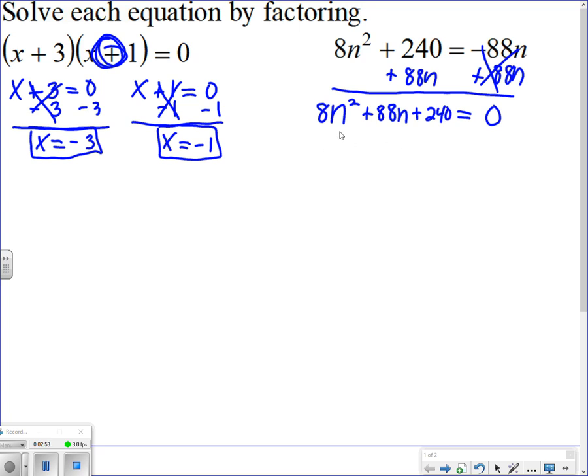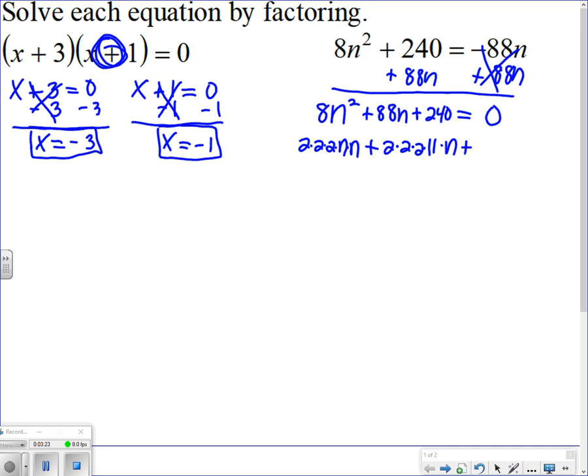Now, first thing is see if they have anything in common. It looks to me that they have a number in common. Factors of 8 will be 2 times 2 times 2, times n times n. Factors of 88 will be 8 times 11, which is 8 is 2 times 2 times 2, times 11 times n.